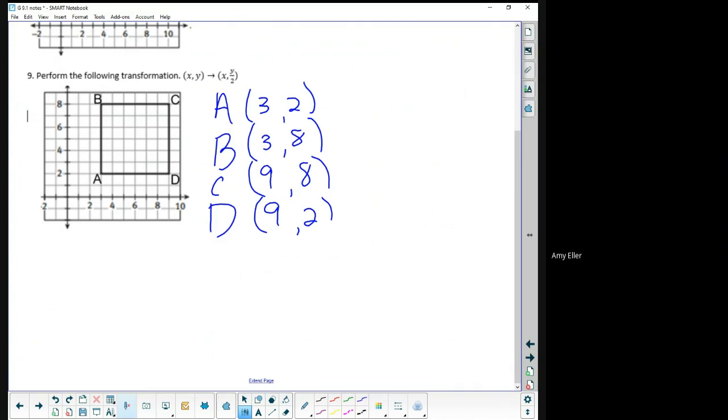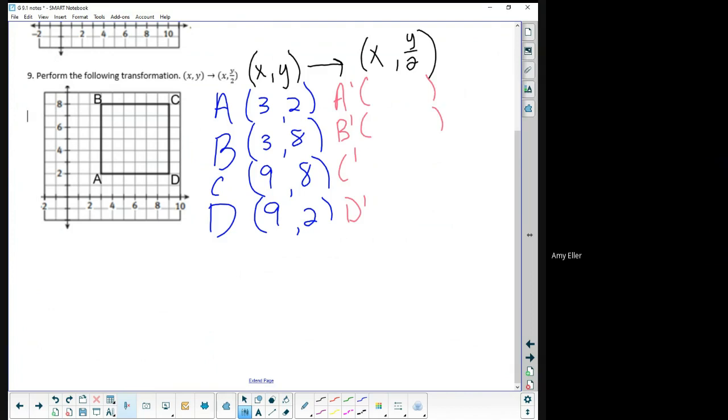Here's what I got for my coordinates: 3, 2; 3, 8; 9, 8; 9, 2, if you went in alphabetical order. Now I'm going to recopy the rule, or what I call the function. We're going to apply that function to get our new points.